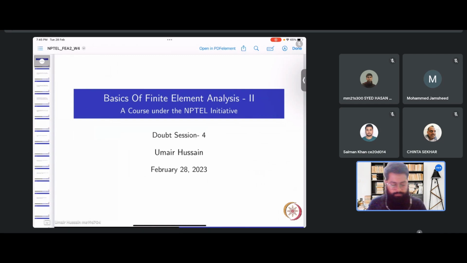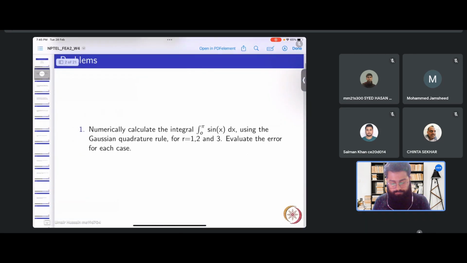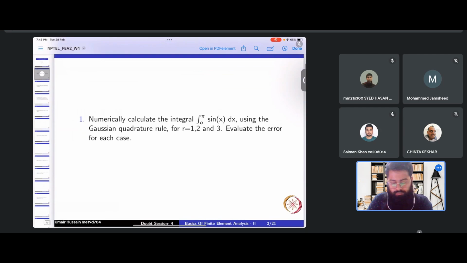Okay, if there are no doubts, then we can move forward and discuss some problems related to the content of this week. Okay, so numerically calculate the integral from 0 to pi of sin x dx using Gauss quadrature rule.